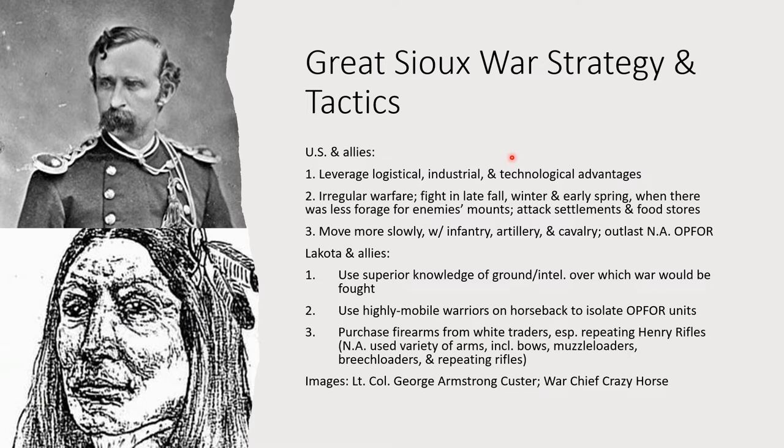They'll fight in late fall, winter, and early spring when there's less forage for the enemy's soldiers and mounts. During this time of the year, there's a lot less grass to eat because it's covered in snow. This means that horses are weaker and skinnier, and they can't run as fast, and they can't run for as long. And Native Americans, whose warfare is based heavily on mounted warriors, are not going to be able to fight as well during the colder months.